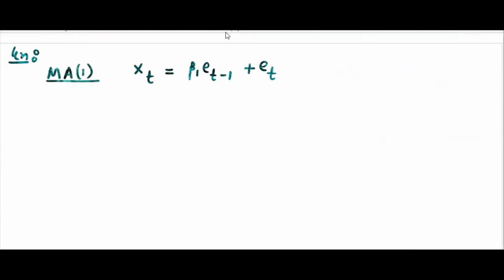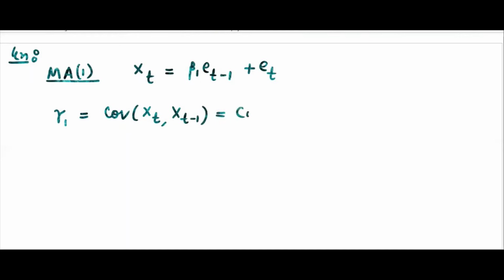So that it will be easier for you to find the autocorrelation. So we'll try to find the autocorrelation. Suppose I want to find rho 1 here. I have to start with gamma 1. Gamma 1 is the autocovariance between xt and xt minus 1.